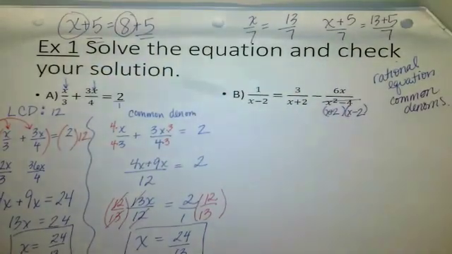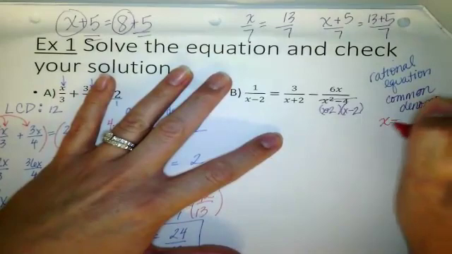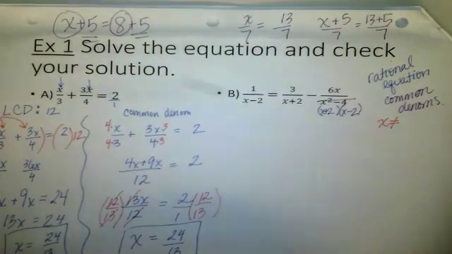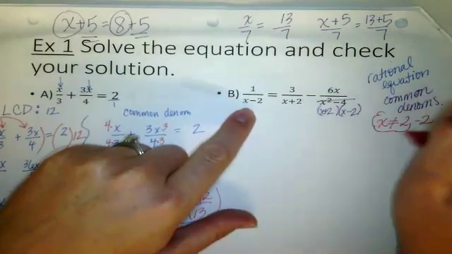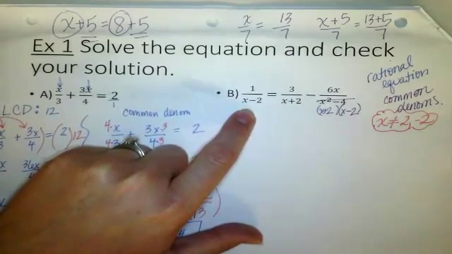And before I go any further, since I do have a rational equation right off the bat, I want to know what values of x are excluded. What values of x do not work? Positive 2 and negative 2. Very important. Okay. So right off the bat, I know x is not allowed to be 2 and negative 2, and that's always important to think about first.